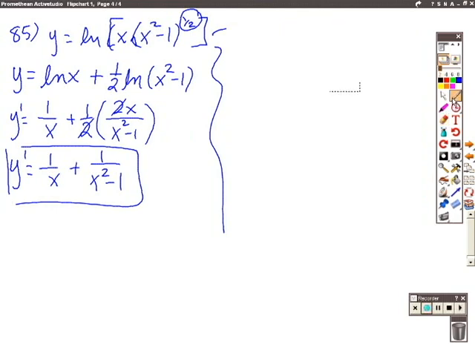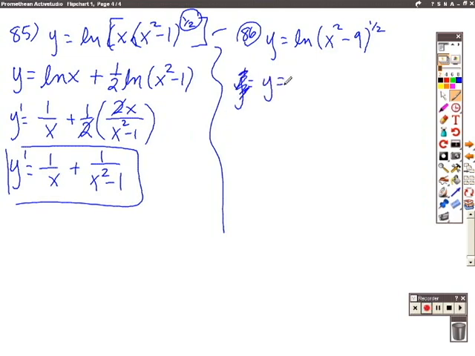Problem number 86 is y equals ln of, again, I'm going to go ahead and rewrite this as a power, x squared minus 9 to the 1/2 power. I have two choices. I can do u prime over u from the get-go, or I can use algebra and rewrite this expression by bringing the power out front using a log property. So when I find the derivative, the 1/2 is a coefficient.